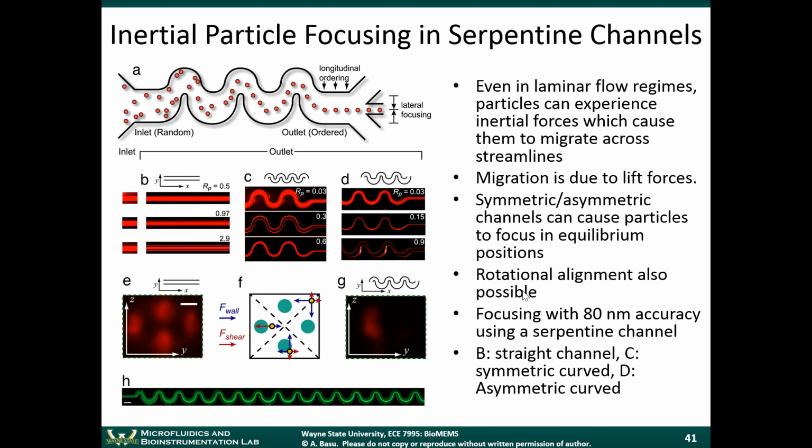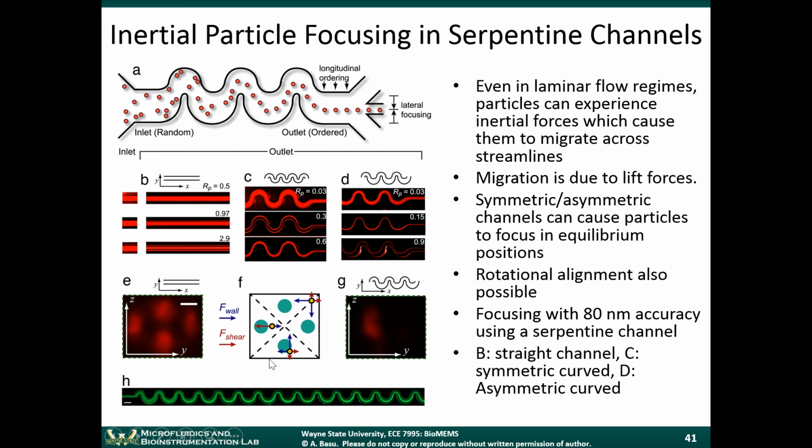All right, so these graphs compare how the focusing happens in a straight channel versus an asymmetric curved channel and another asymmetric curved channel. These are all at different particle Reynolds numbers. So notice that in each one of these devices, at low particle Reynolds number, you don't see the focusing effect. You have to go to higher particle Reynolds number in order to see the focusing effects.